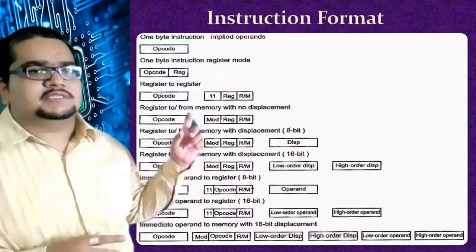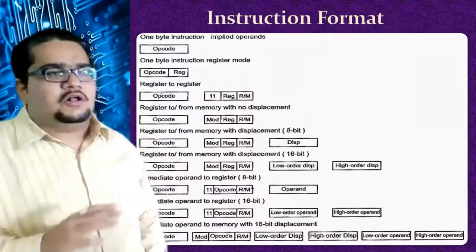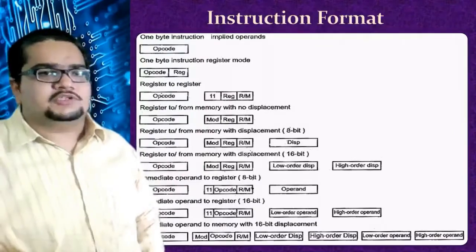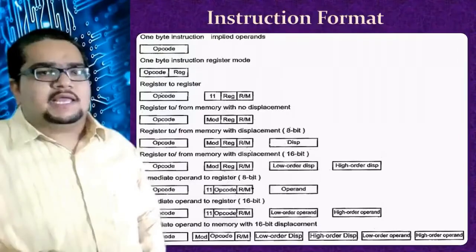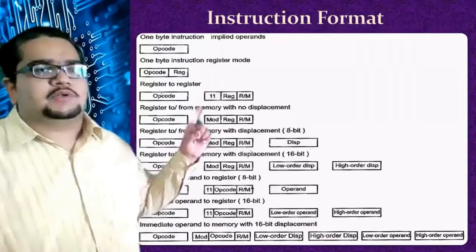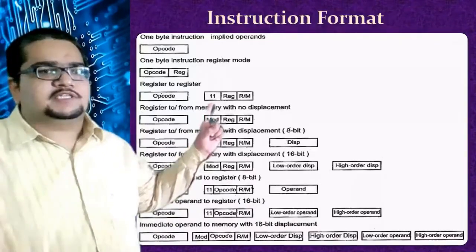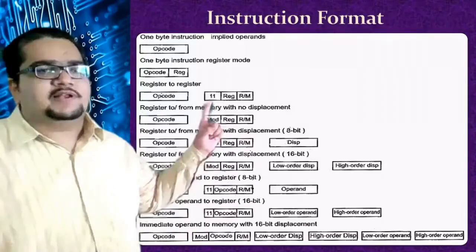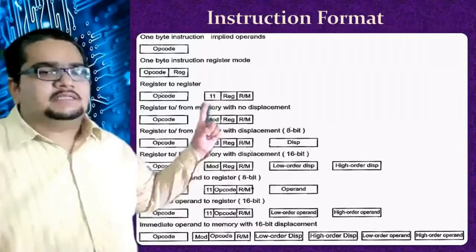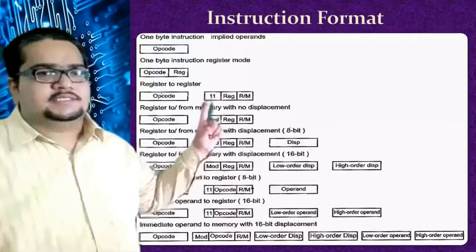Next, the register to register format. Whenever an operation on data is between two registers, whether it is moving, arithmetic, logical or string operations, any sort of operation, this register to register instruction format will be used. The first 2 bits of the second byte define the mode of operation. When the 2-bit mode is 1 1, the operations are between registers, register to register.